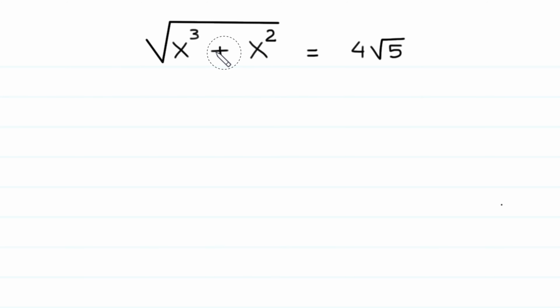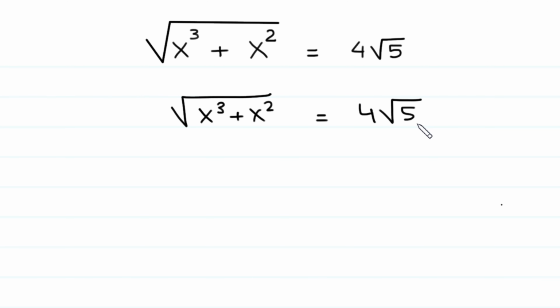First we take square on both sides. Square root of x to the power 3 plus x to the power 2 is equal to 4 times square root of 5. And we take square on both sides. Next, this square will be cancelled with this square root, and this x to the power 3 plus x to the power 2 will be written here.